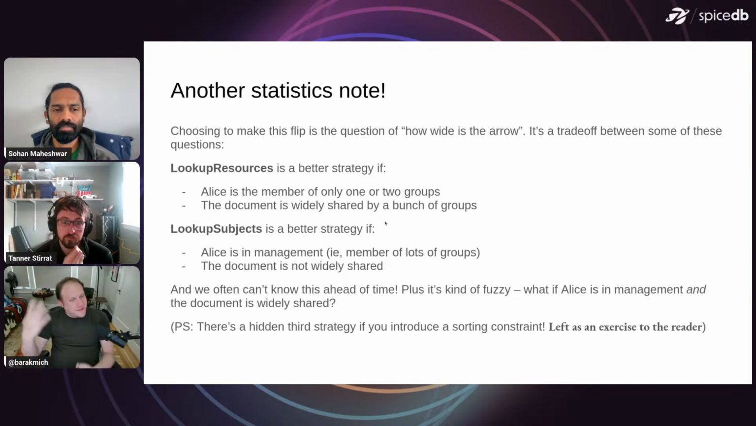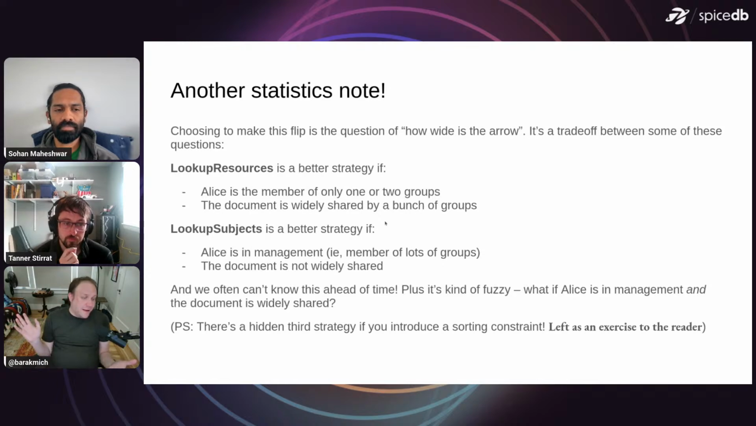That's kind of the inverse situation that tells us to go one direction or the other. But we can't know that ahead of time, right? We can guess if we collect statistics, if we know something about the shape of the data. But we don't know when you write the schema which way to go.